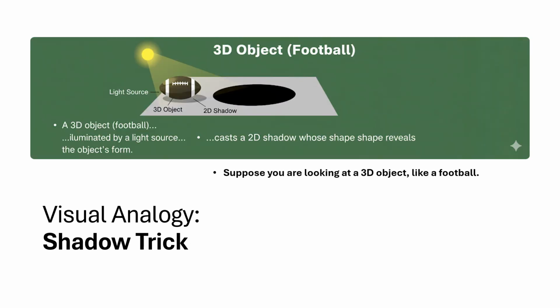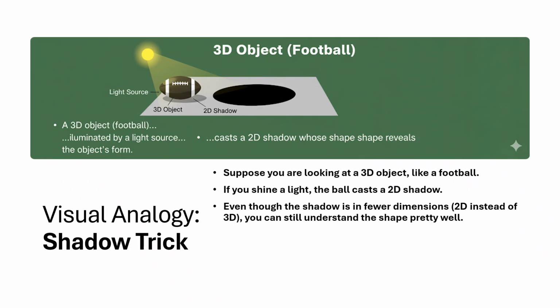So let's look at another example to understand PCA, the shadow trick. Suppose you are looking at a 3D object like a football. Now, if you shine a light on it, the ball casts a 2D shadow on the ground. Yes, the shadow is in fewer dimensions. It is flat, just 2D instead of 3D. But even from the shadow, you can still recognize the ball as a football. The essential structure is there even though we lost one dimension.